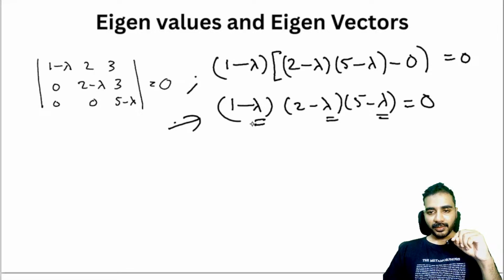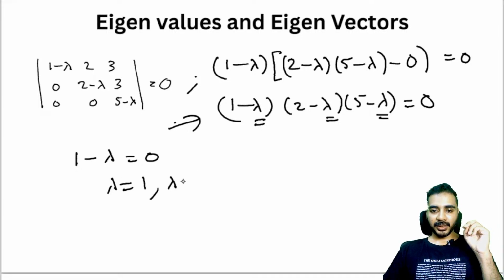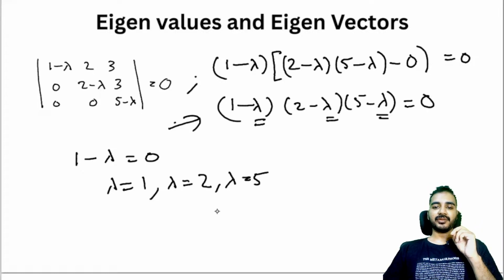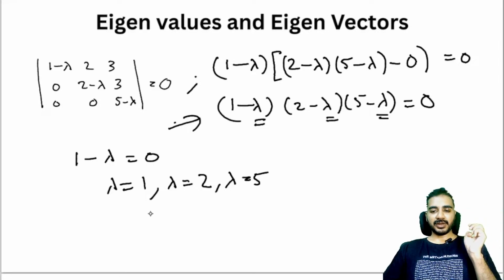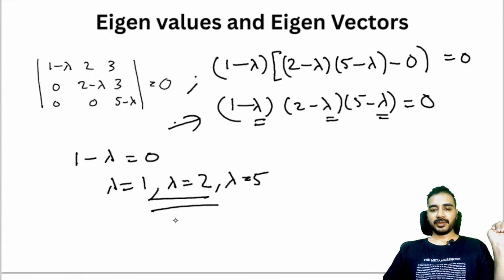So what is the value of lambda here? Since (1 minus lambda)(2 minus lambda)(5 minus lambda) equals 0, we can write 1 minus lambda equal to 0. This is one solution, so lambda equal to 1 is a solution. Similarly, lambda equal to 2 is a solution, and lambda equal to 5 is a solution. So for this 3 by 3 matrix, we got three values. These are the eigenvalues of the given matrix.